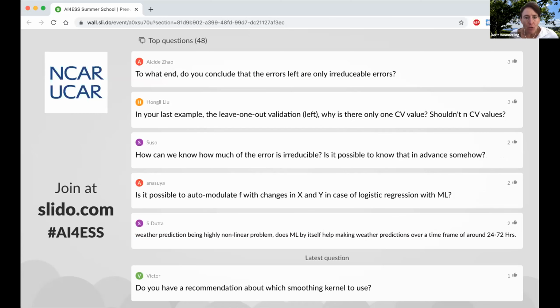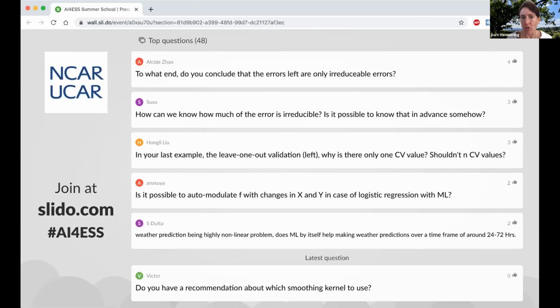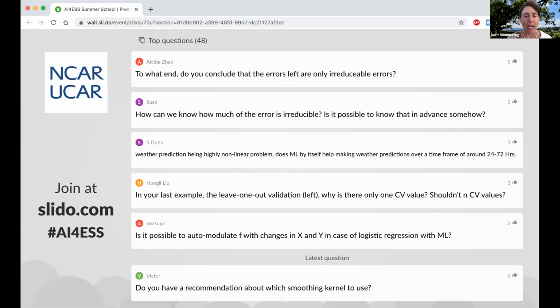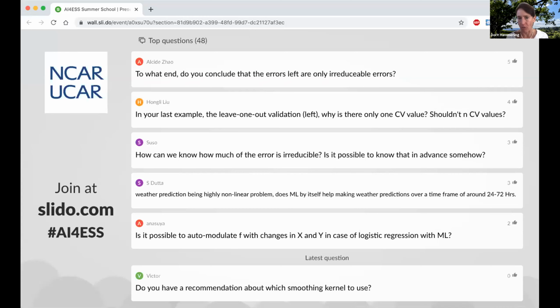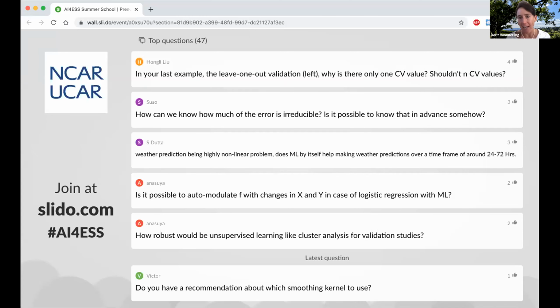To what end do you conclude that the errors left are only irreducible errors? Well, we cannot know that for sure if we don't know the truth, but one way to do that is if you try adding more and more inputs, and you try a lot of different modeling approaches, and you still have some error that you don't get rid of. That is usually an indication that we have reached how well we can model this.